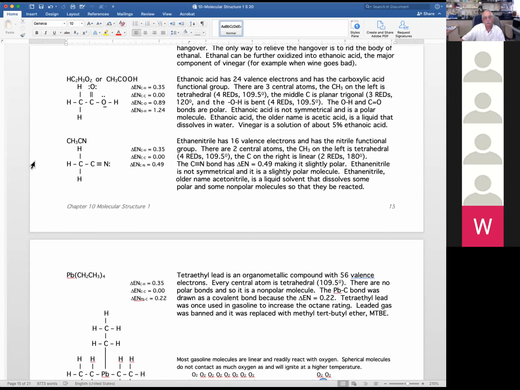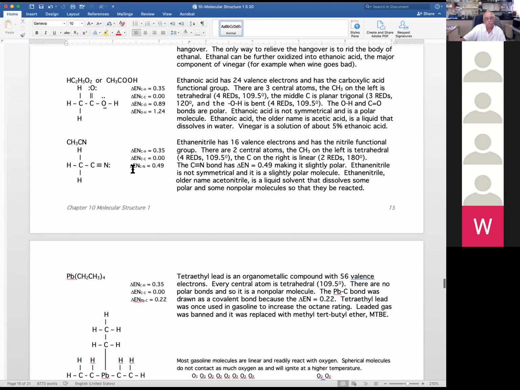Here's another example. This is a nitrile. This makes it a nitrile. And it's got two carbons in a row, so the root name is ethane. The systematic name is ethane nitrile. It's a very, very slightly polar molecule. This is 0.49 right here, the difference in electronegativity. It's almost polar, almost what we can consider polar, but the difference between 0.49 and 0.50 is insignificant.